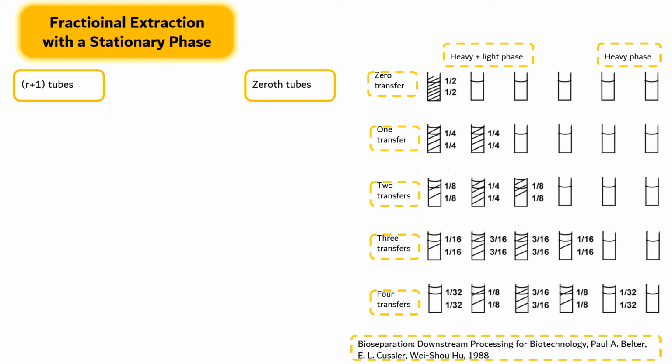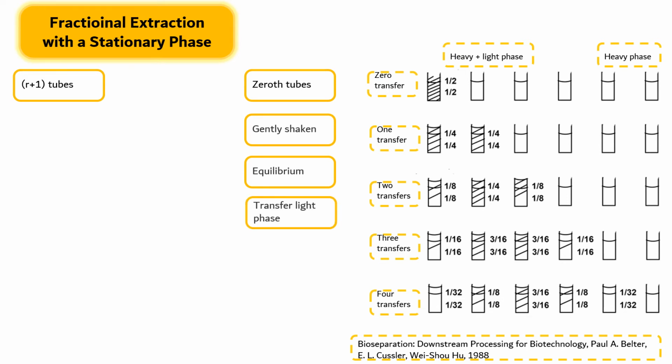The zeroth tube is gently shaken until the solute concentration reaches equilibrium. Then the light phase is transferred from the zeroth tube to the first, and new light phase is added to the zeroth. Again, the concentrations are allowed to equilibrate. The light phases are moved to the next tube and fresh light solvent is added to the first tube. The sequence is repeated hundreds of times.